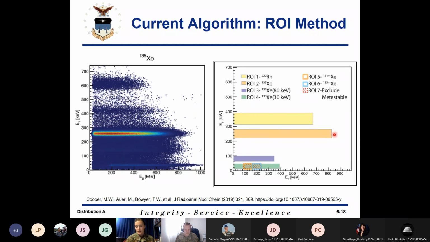So the way the algorithm works is it takes this spectra emission on the left, and then it puts rectangles on top of it. And if there are data points, if there are emissions inside of those rectangles, the algorithm is then going to convert that to a count of xenon. So if we were to run this spectrum on the left through the algorithm, it would tell us that there's a lot of xenon 135. And then if other isotopes show up, it's going to tell us that as well.